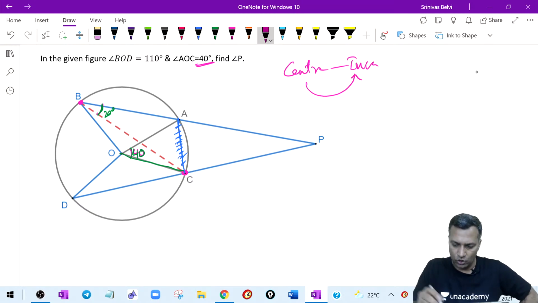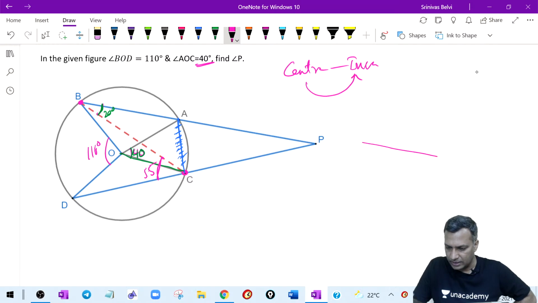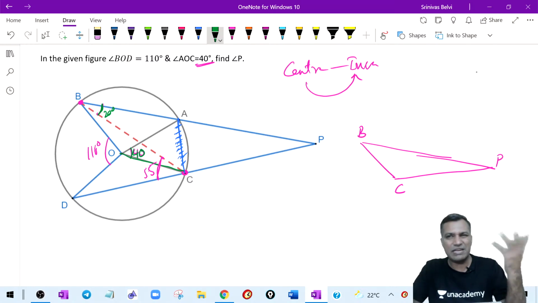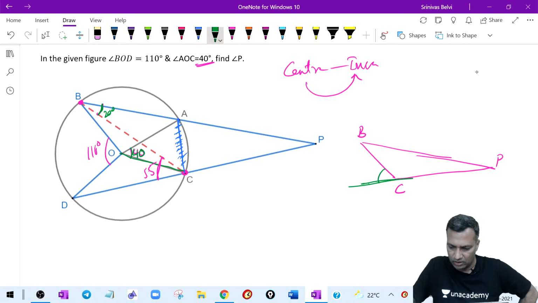So what is done? We know that this is 55. This angle was 55 because this was given to me as 110. Now look at this particular triangle, with a point P here, a point B here, and a point C here. Once you have these angles, go ahead and find it in many ways. You understand that there is an external angle at C, tending towards D. This is 55.